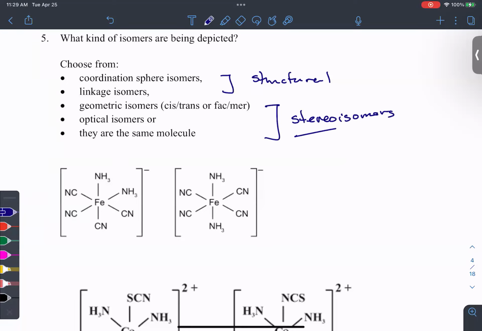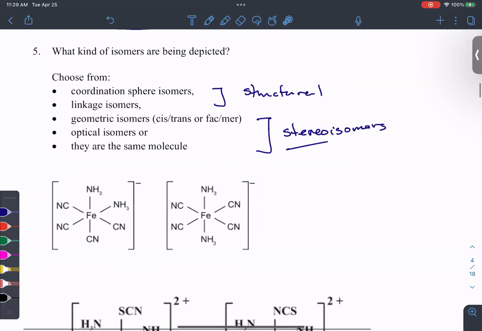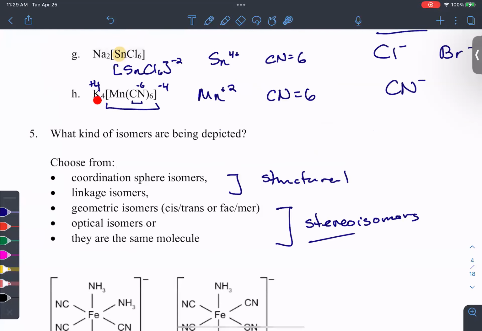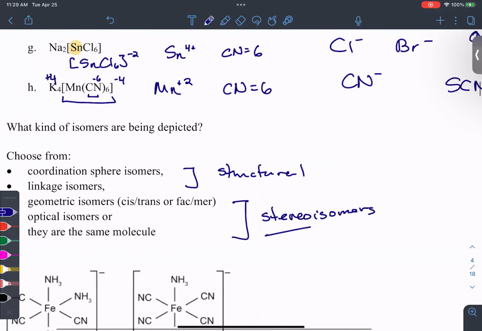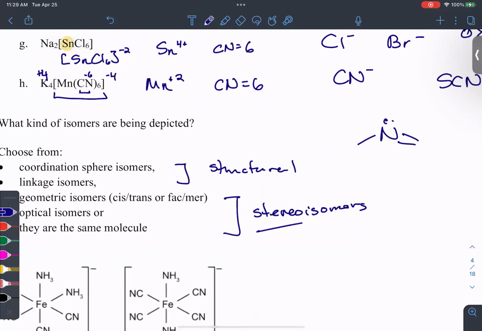So going through these really quickly, coordination sphere isomers are when you swap what's on the outside sphere and the inner sphere. You just swap things on the inner and outer spheres. That's a coordination sphere isomer. A linkage isomer is where you have a ligand that can bond in different places. An example could be nitrite. If you drew the Lewis structure for nitrite, there are lone pairs on oxygen, so the oxygen can bond to the metal, or the nitrogen can bond to the metal. There are multiple places where it can bind, so that would be an example of a linkage isomer.